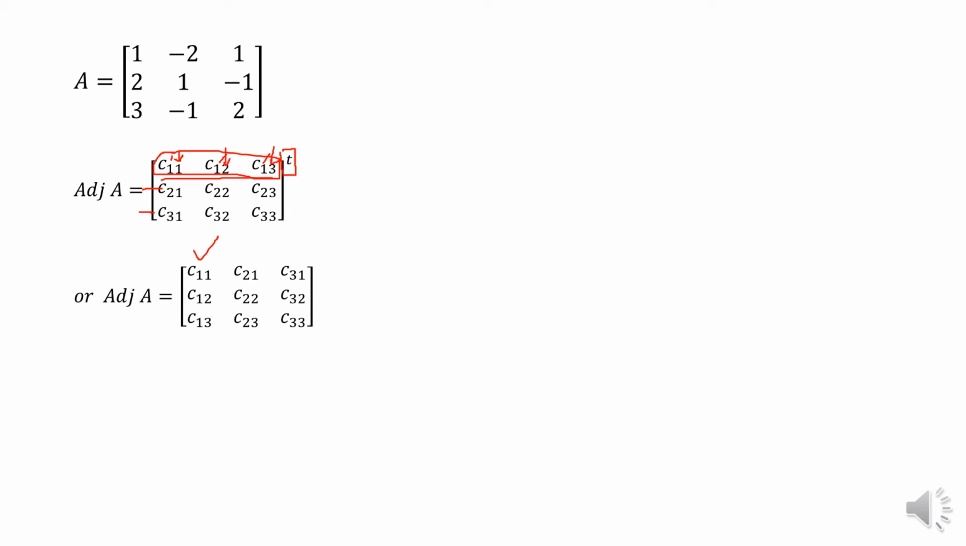Similarly, this row is converted into the second column, and the third row will be converted into the third column. So when we take the transpose, the rows come this way. Okay.